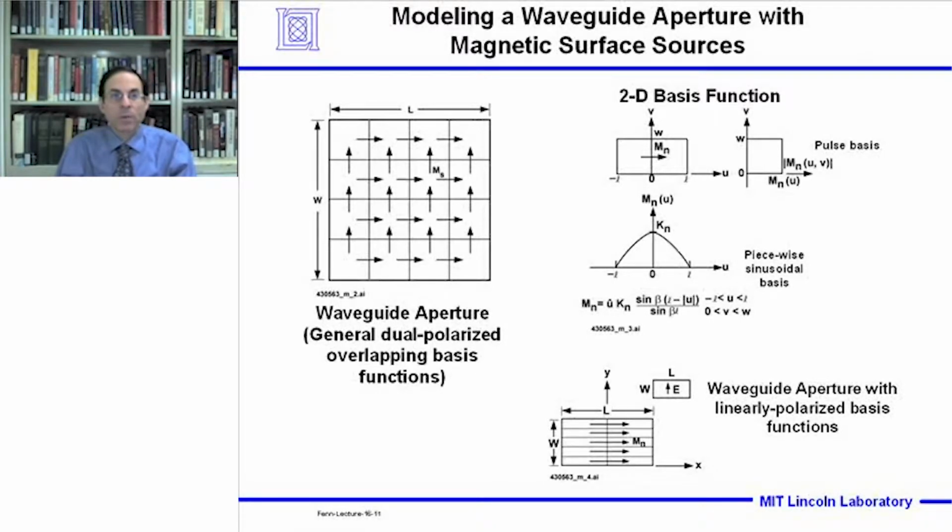This slide shows modeling of a waveguide aperture with magnetic surface sources. In general, we would want to use dual polarized overlapping basis functions to represent the magnetic surface currents. So we're using two-dimensional basis functions that are piecewise sinusoidal in one dimension and uniform in the other dimension. So they have a pulse shape in the dimension shown here and a sinusoidal function in this dimension. On the bottom we're showing a number of contiguous linearly polarized basis functions that are sinusoidal along the x-axis, and each of these functions is uniform along the y-axis. So these are the magnetic currents that we want to solve for the phased array case.